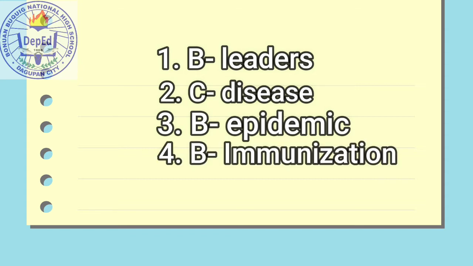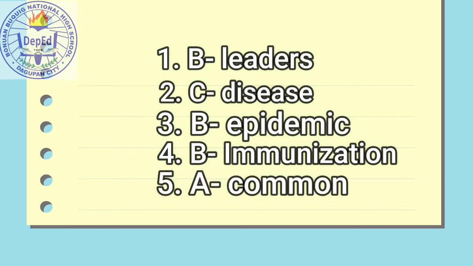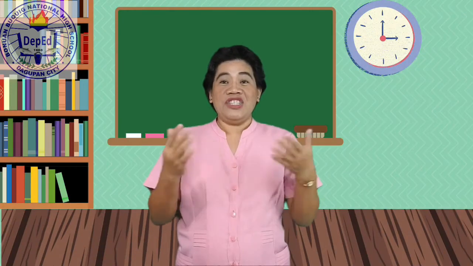Number 4. The correct answer is letter B. Immunization. And number 5. The correct answer is letter A. Common. Did you get all of them?